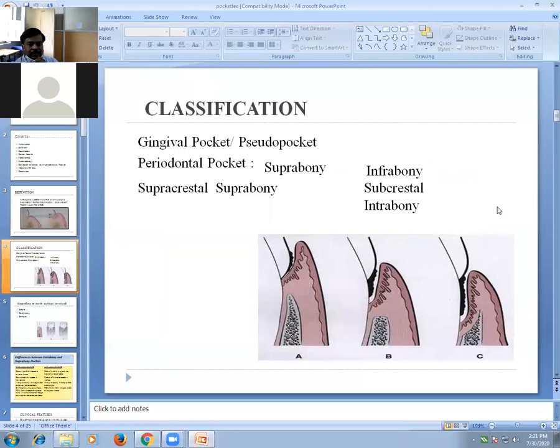So we classify the periodontal pocket depending on the tissues involved. When there is a gingival enlargement without apical migration of the junctional epithelium, those types of pockets we call a gingival pocket or pseudopocket. Then periodontal pockets, there are two types. Again, periodontal pockets are subdivided into suprabony pockets and infrabony pockets.